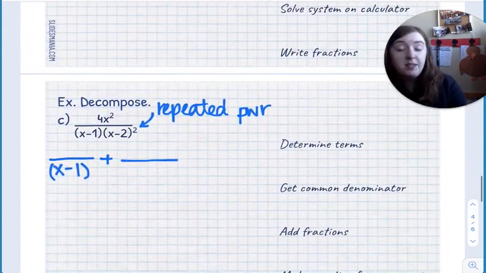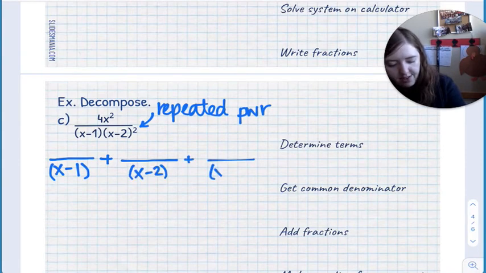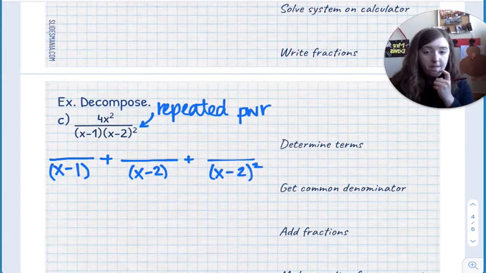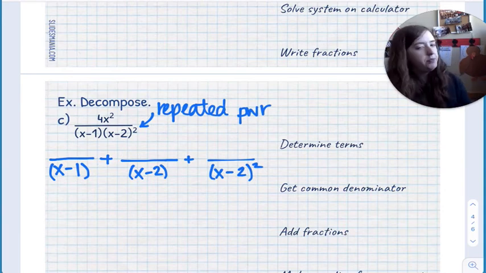So I have x minus 2 squared, so that means I'm going to start with x minus 2 to the first, and then x minus 2 squared. Since my exponent is 2, I stop at 2. If it were 3, I would go up to 3. If it were 4, I would go up to 4.